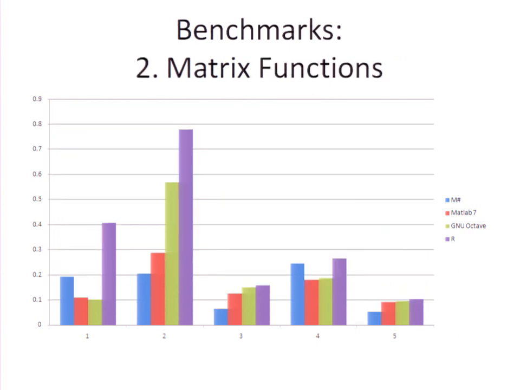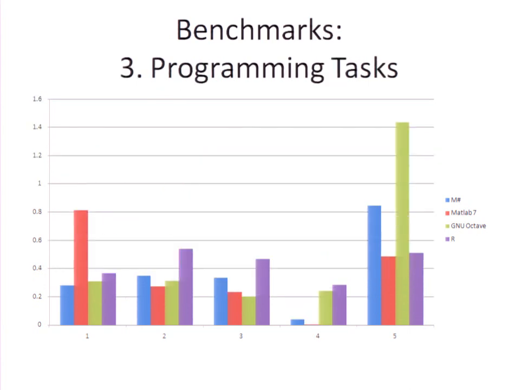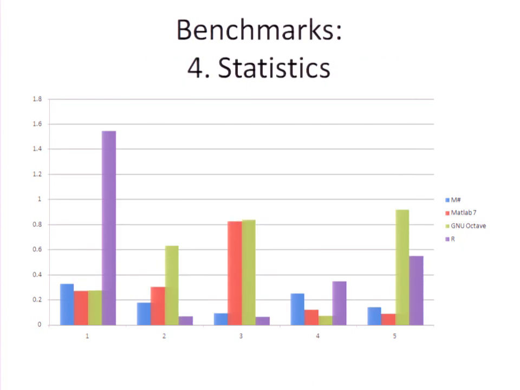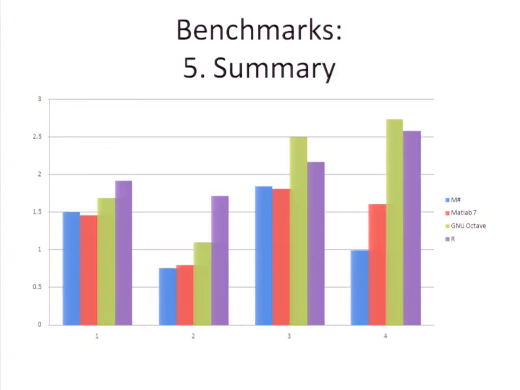And here, matrix functions is things like determinants and decompositions and Fourier transforms and stuff. Programming tasks are more the small grain stuff, more running an actual program rather than a specific calculation. And statistics is specifically for statistical computing, like getting a million random numbers and stuff like that.